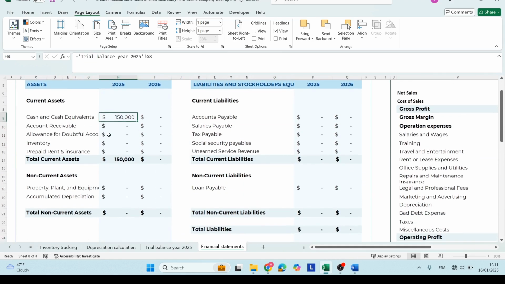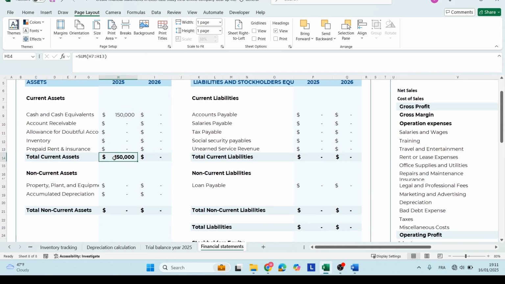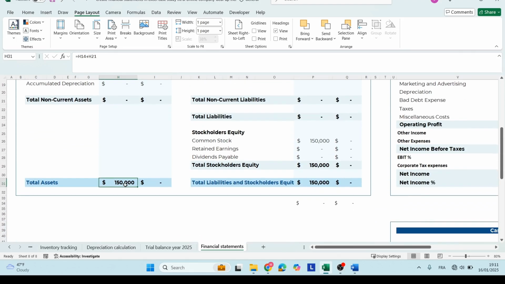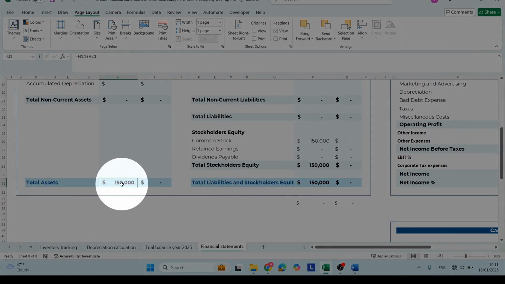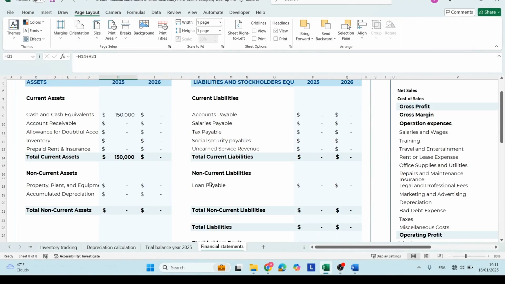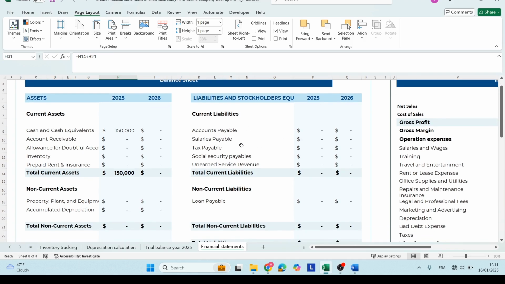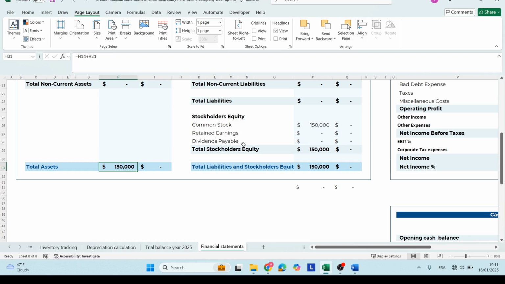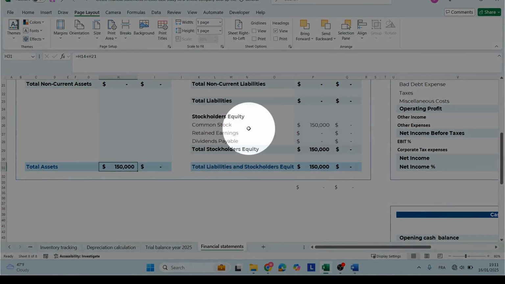We have cash and cash equivalents for the amount of 150, and we get the total assets for the same amount, 150. Then we go to liabilities. There are no liabilities so far. We have only equity for the amount of 150, and we get the total liabilities and shareholders' equity of 150, which is equal to the total assets, so we get the right amount.